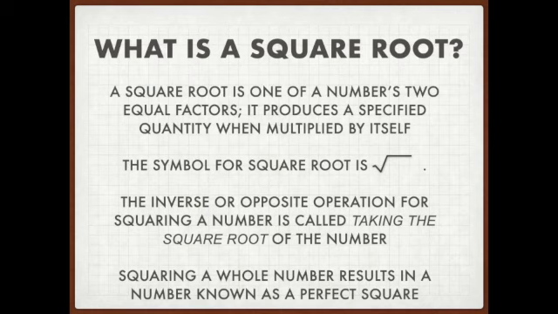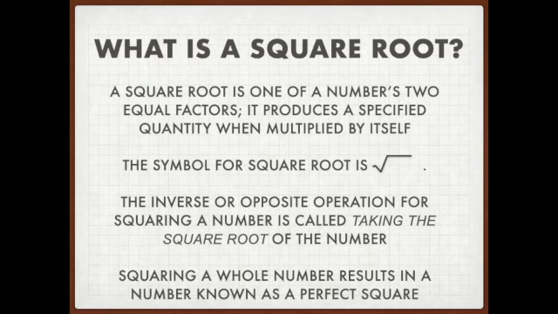Okay, so the inverse, or opposite operation, for squaring a number is called taking the square root. So this is exactly what I was just saying. It's kind of the opposite of being squared. So if I have 5 squared, it gives me 25. Let's do the opposite of that. I would take that 25, go the other direction, so the square root of 25 would be 5. So squaring a whole number results in a number known as a perfect square.